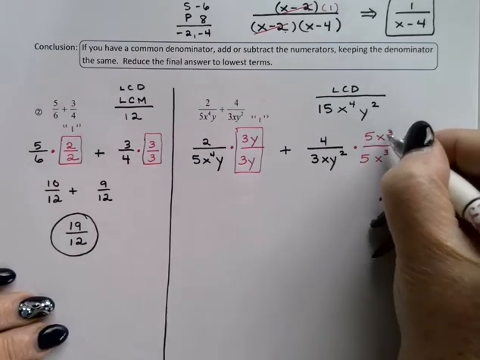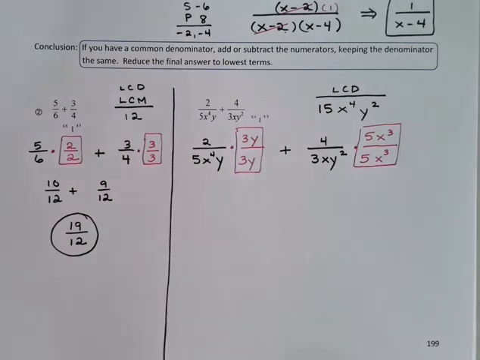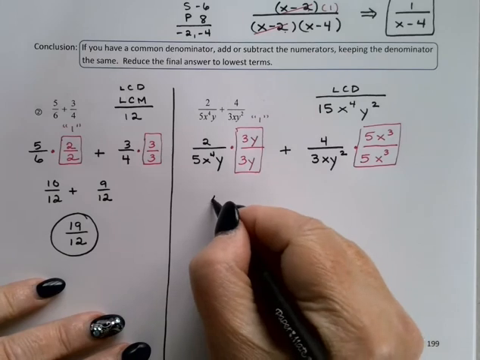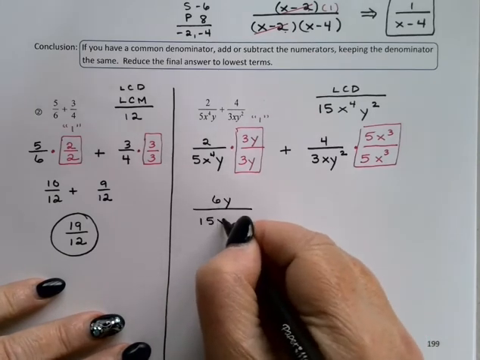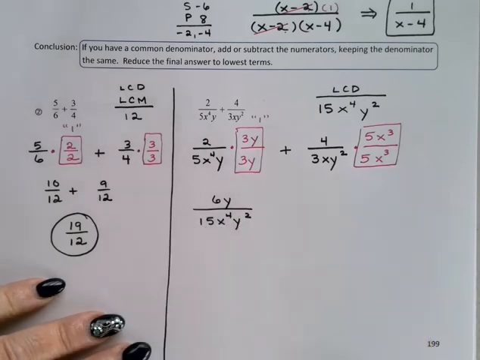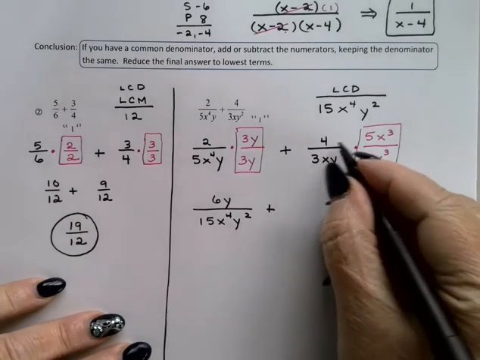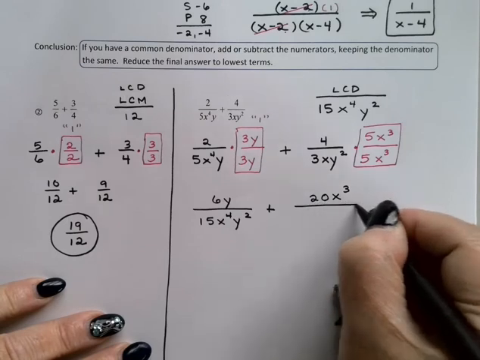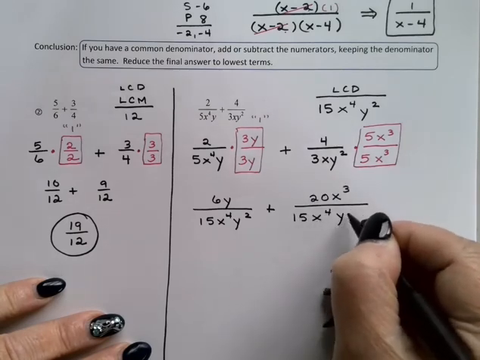So I'll do the same thing on the top to multiply by that form of 1. My first fraction is now 6y over 15x to the fourth y squared, the common denominator that we very carefully created there. And my second fraction is now 20x cubed, with a denominator that multiplies out to that same LCD.